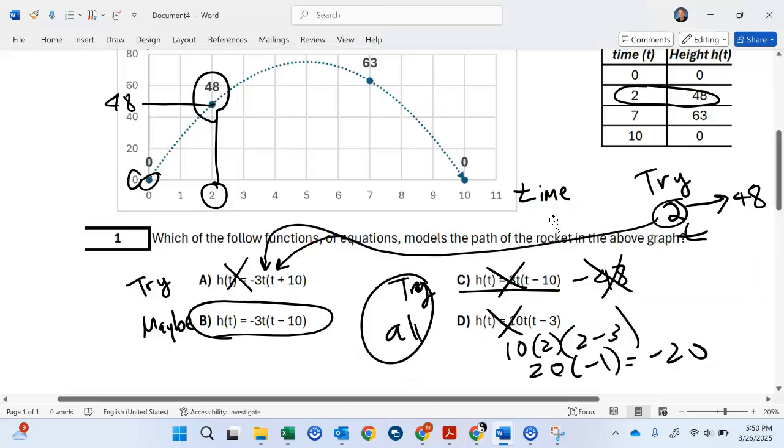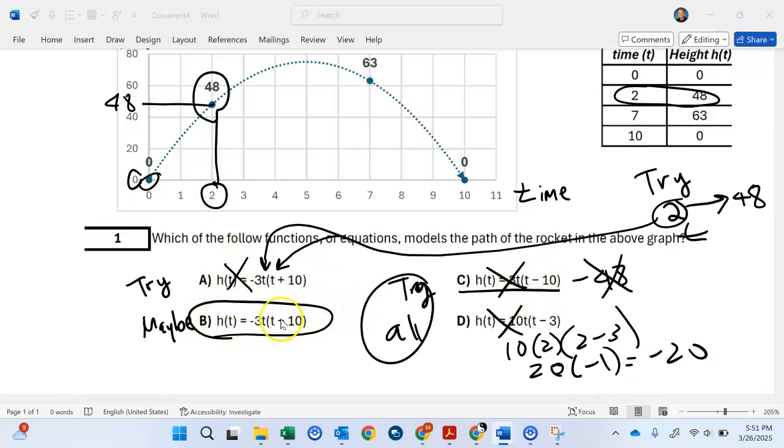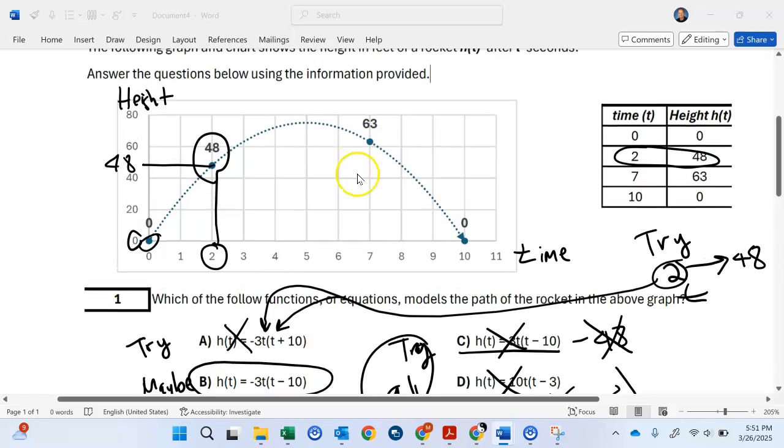So here, this is for 2 and 48. For 2 and 48, this is the only one that was correct, so we eliminated those. Sometimes maybe 2 choices are correct. Maybe this and this are correct. If you have 2 choices that are correct, then we'd have to try another point.